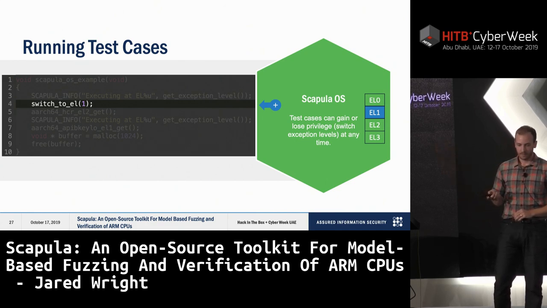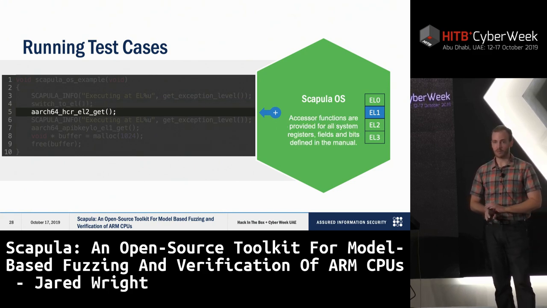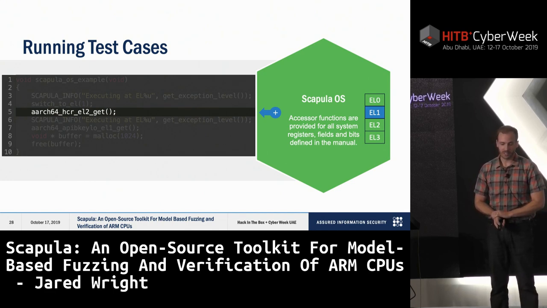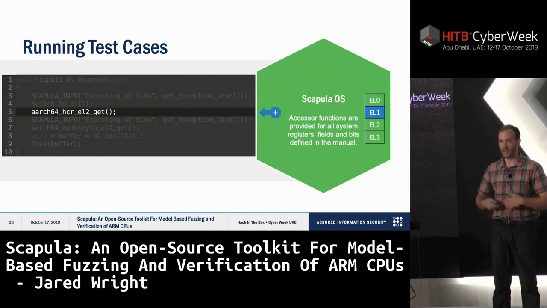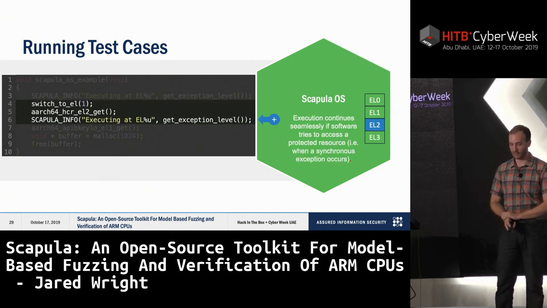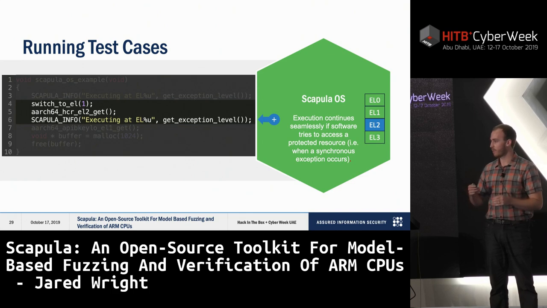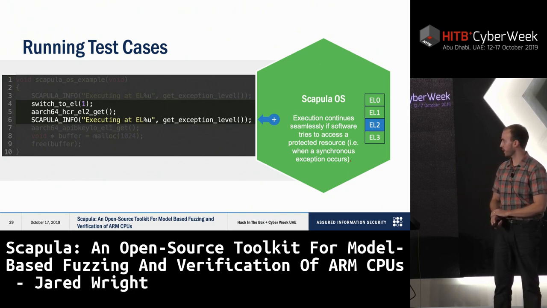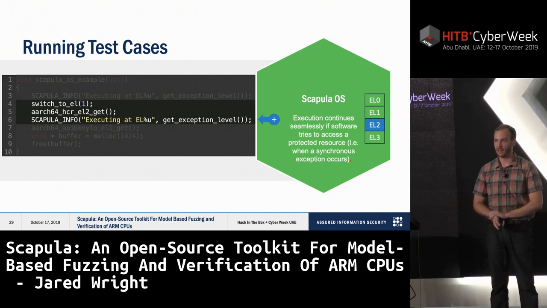Scapula OS also comes with accessor functions for everything you are interested in while generating test cases. For example, say we're interested in looking at the hypervisor control register for EL2, HCR_EL2. It comes with an accessor for that. The interesting thing is that if you take all three lines together, we were in EL1, and then we tried to access a resource that belonged to a more privileged level, EL2. Instead of crashing and having a fault happen, execution continues seamlessly right through that boundary, and Scapula will launch your test case right back to where it was before.